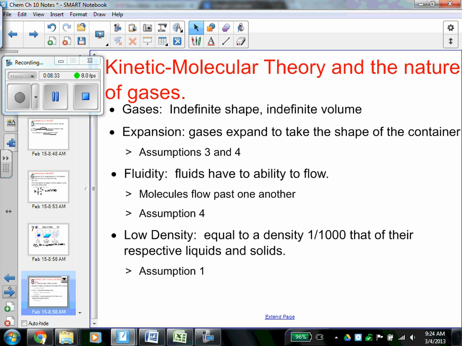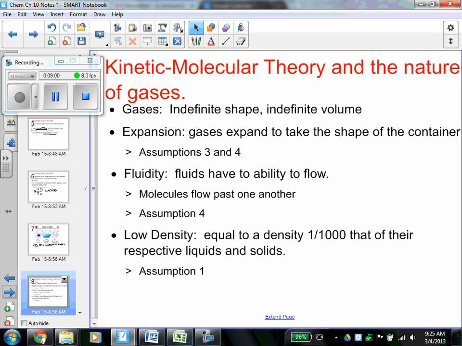All right, KMT theory and the nature of gases. As far as gases go, we see that they have an indefinite shape and an indefinite volume. Any gas can expand to the shape of any container. They do this because of the random rapid motion, assumptions 3 and 4. If we look back at assumptions 3 and 4, we're looking at constant random rapid motion and the fact that they don't have very strong forces of attraction between them.